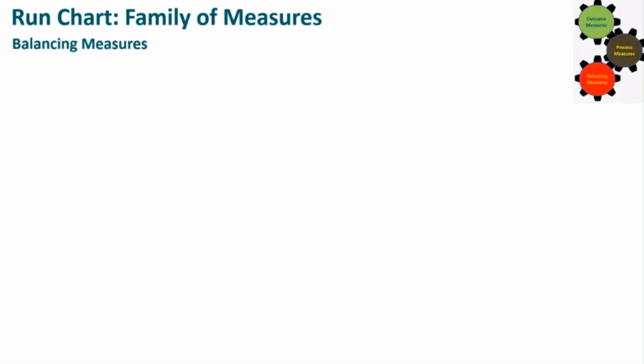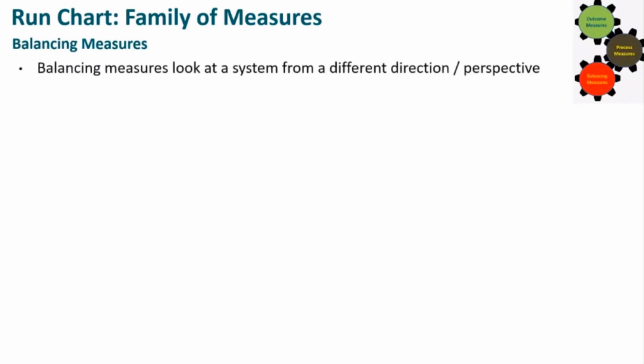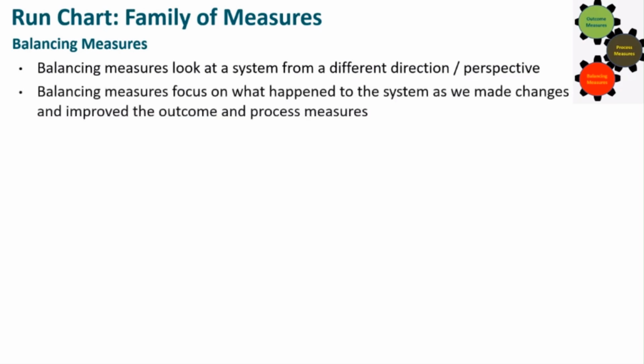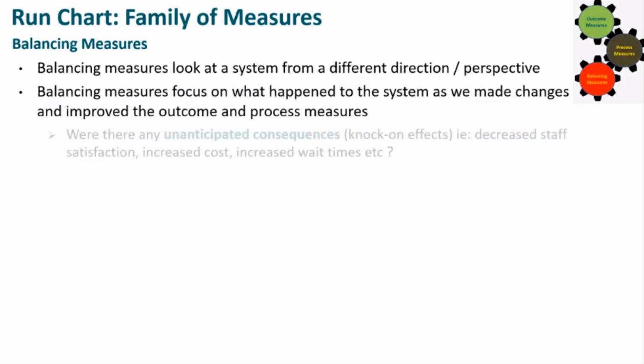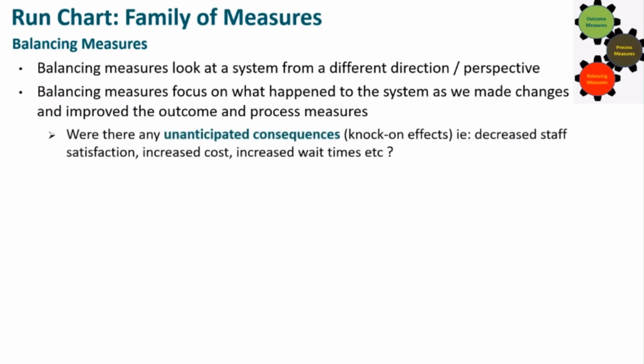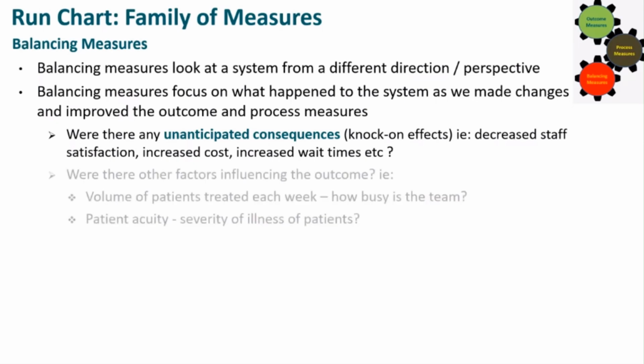So the last of the family of measures is the balancing measure. The balancing measures look at the system or the process from a different direction or a different perspective. Balancing measures focus on what happened to the system or process as we made changes and improved the outcome and process measures. We need to look to see if there are any unanticipated consequences, such as knock-on effects, and some examples of this might be decrease in staff satisfaction, or increased costs, or increased waiting times for patients.